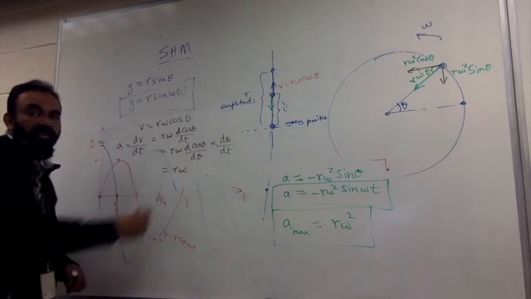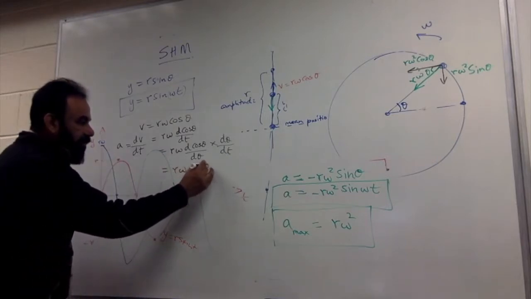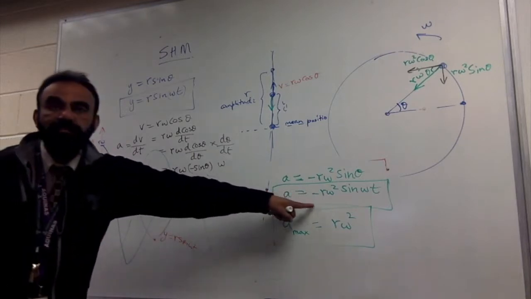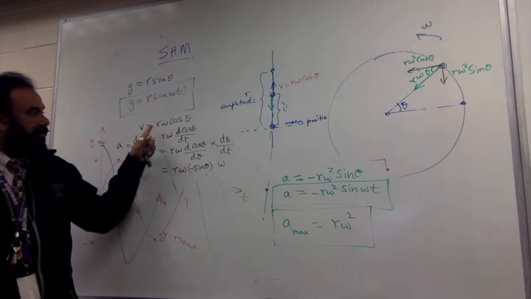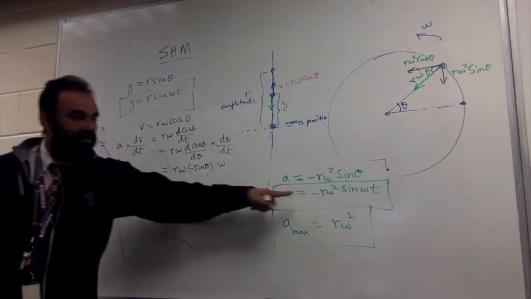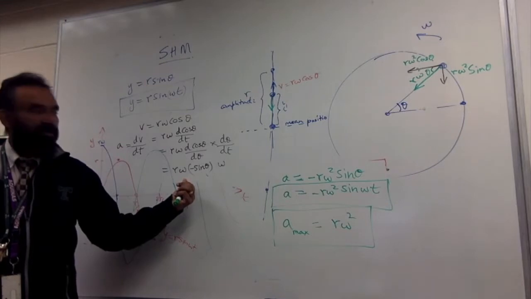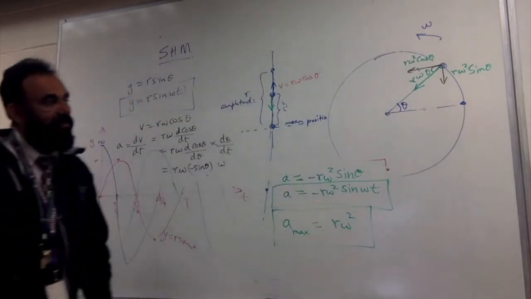So you get r omega. What is the derivative of cosine theta? Negative sine. And so you get this. So if you differentiate velocity, you automatically get this equation, and the minus sign is automatically coming in. You don't have to introduce it now. We introduced it because we went by the physical meaning there.